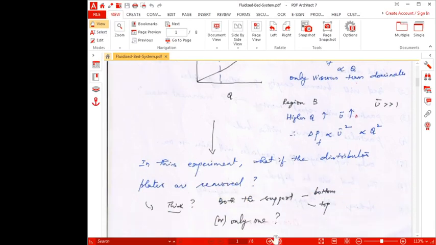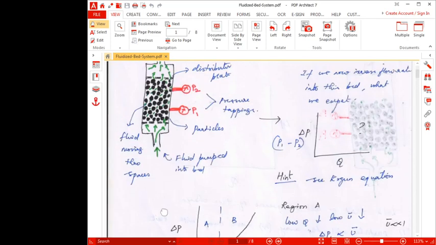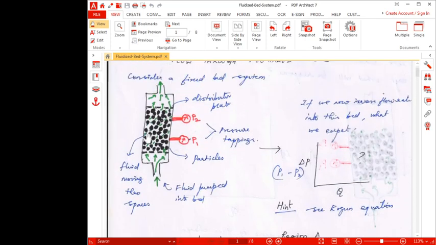Do you think we can remove both the plates? No, obviously I don't think we would be able to remove both the plates, at least in this upflow bed diagram. If I remove this plate, everything will fall away. So I am assuming that we will be able to remove only the top plate.